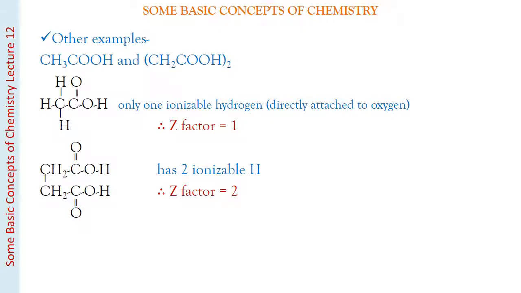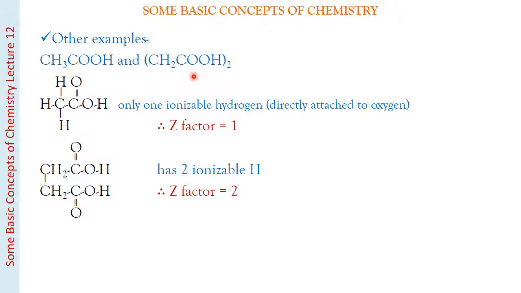There is one more exception you can see. This is the case of the organic acids. So in organic acids also you will see that the ionizable H ion is going to be the one which is attached to oxygen. Otherwise in the formula there are a total of 4 H ions, but the ionizable one is only that which is attached to the oxygen. So the Z factor for acetic acid is also going to be 1.